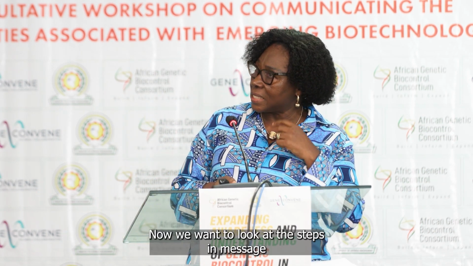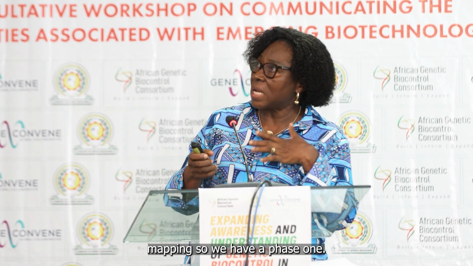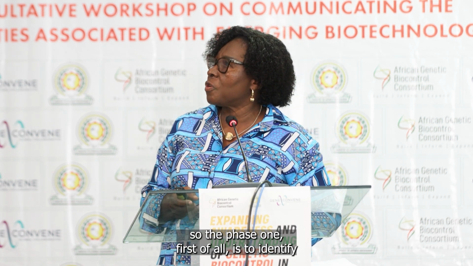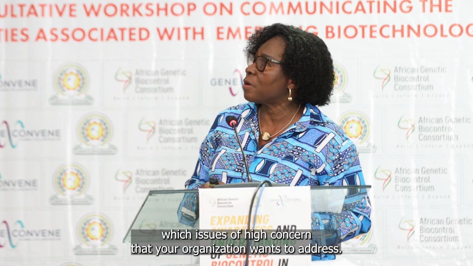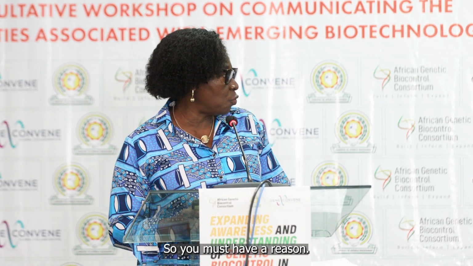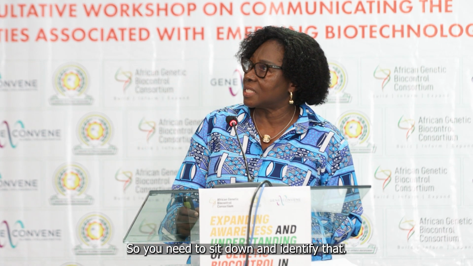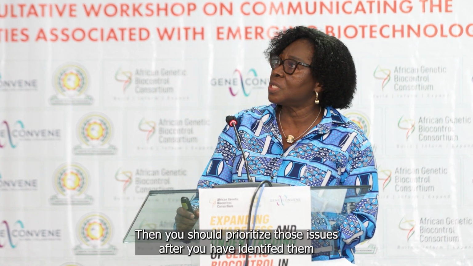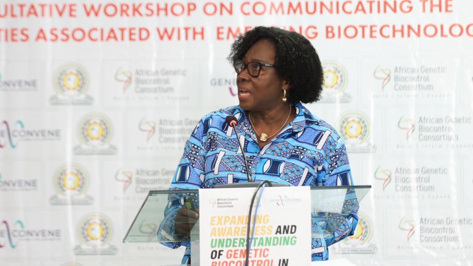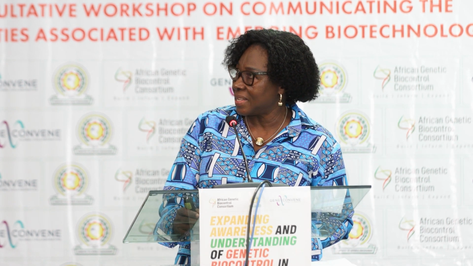Now we want to look at the steps in message mapping. So we have a phase one. I have structured it that way. So the phase one, first of all, is to identify which issues of high concern that your organization wants to address. That is the objective, the goal. So you must have a reason. So you need to sit down and identify that. Then you should prioritize those issues after you've identified them and assemble a small message mapping team.